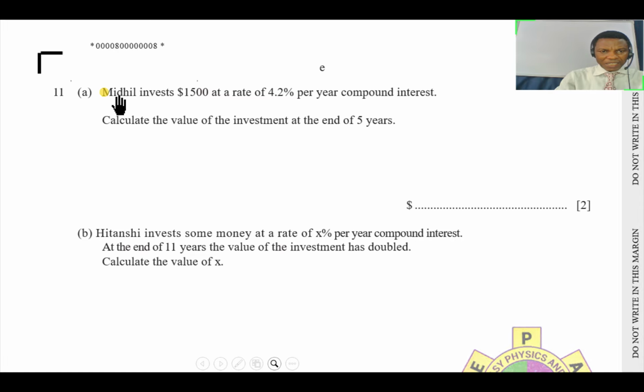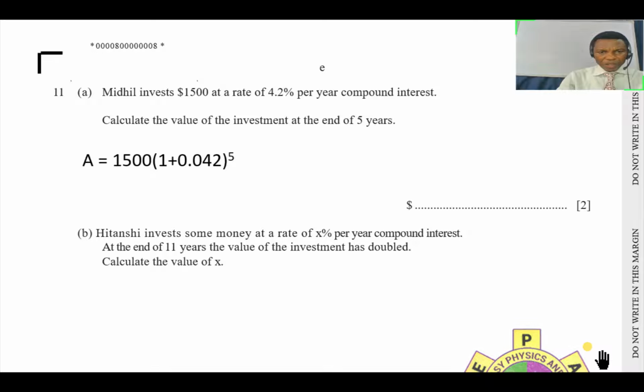Okay, so if you look at it, he invests $1,500 at the rate of 4.2% per year compound interest. Calculate the value of the investment at the end of 5 years. So this is the question that we want to calculate. Then we'll now look at the second part.